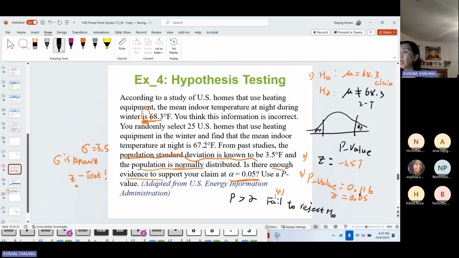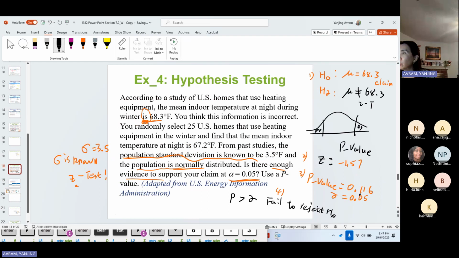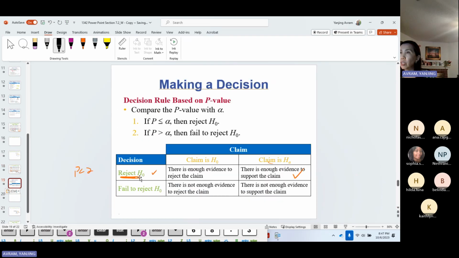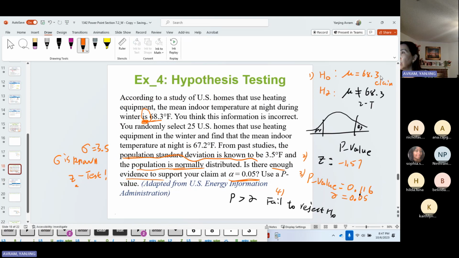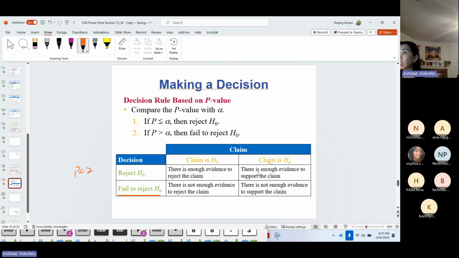Okay, so I failed to reject the null hypothesis. All right, so we're going to look at this one right here. We failed to reject the null hypothesis, right? Okay, and where's our claim? Our claim here is in the null hypothesis. So this is your null hypothesis. Claim is in the null.